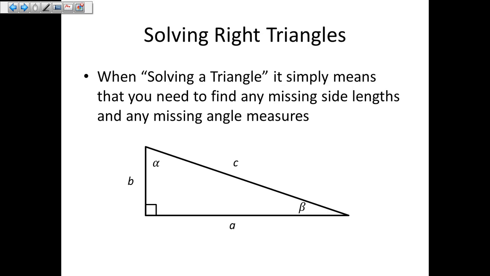Now, when we say solve a right triangle, or really solve a triangle of any type, it simply means that you need to find any missing side lengths and any missing angle measures. So they'll tell you, maybe two of the sides of the triangle and an angle, and you need to find the missing angle and the missing side. Okay, simple enough. Whatever we don't know, we need to know.